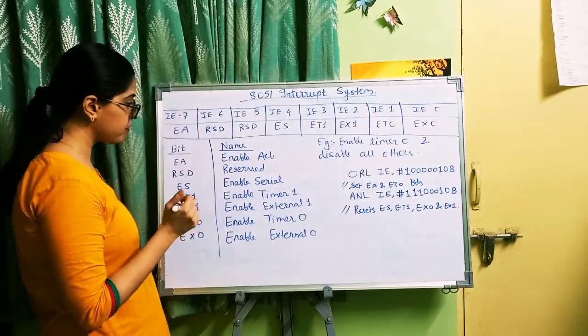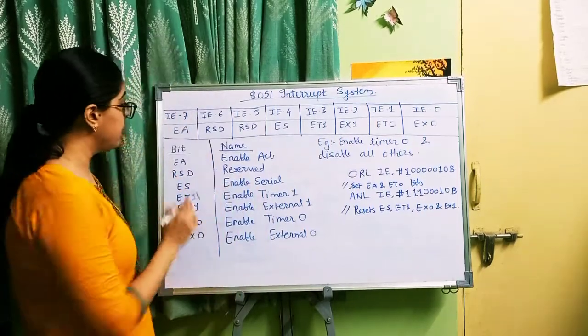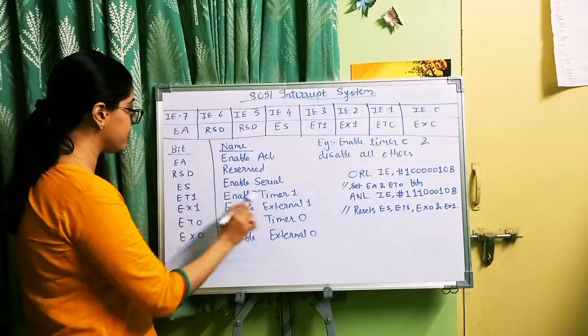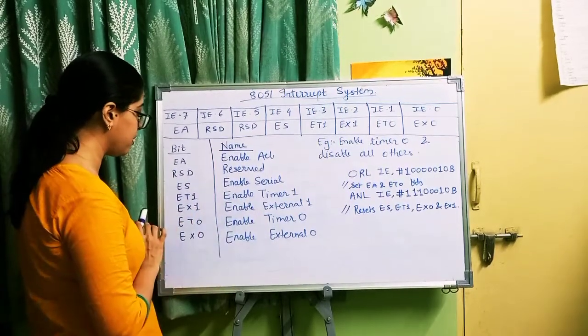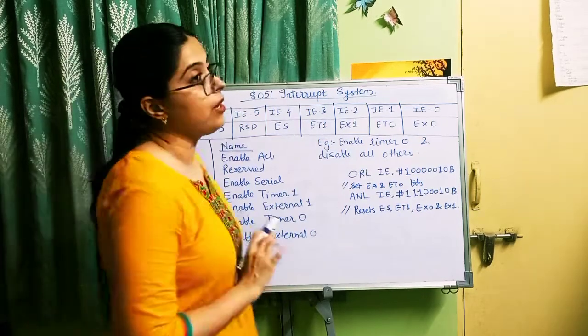Okay. Now ET0 is enable timer 0. So what we have seen: EA is enable all, RSD is reserved, ES is enable serial, ET1 is enable timer 1, EX1 is enable external 1, ET0 is enable timer 0 and EX0 is enable external 0.